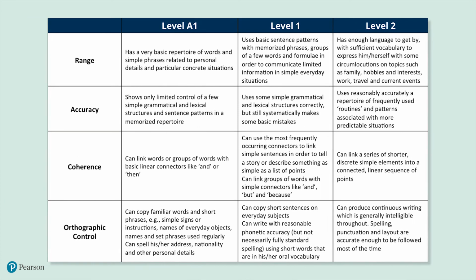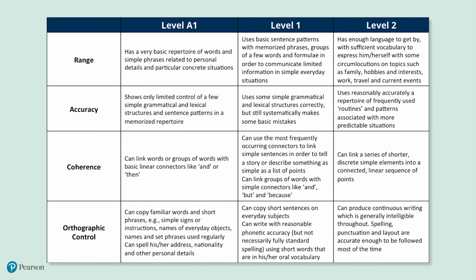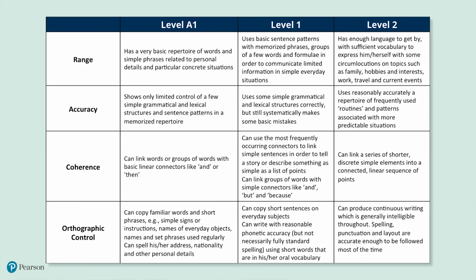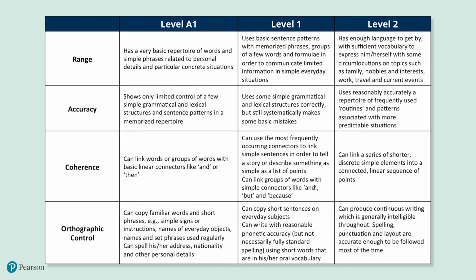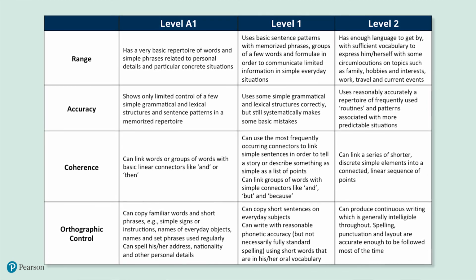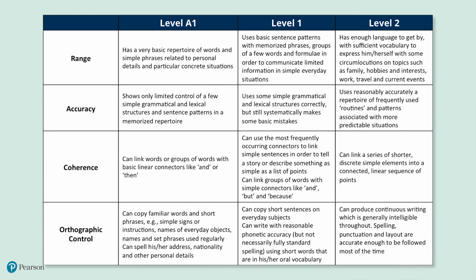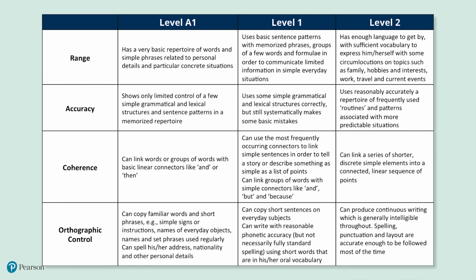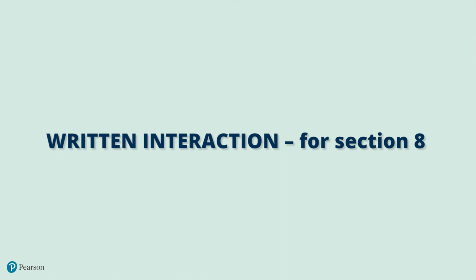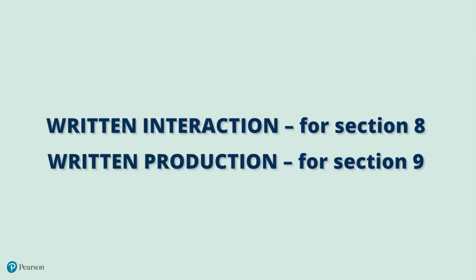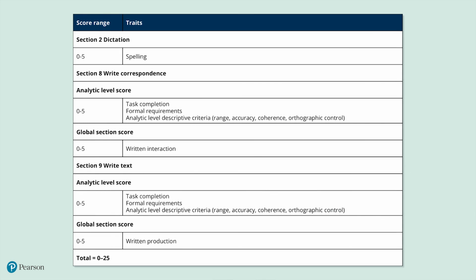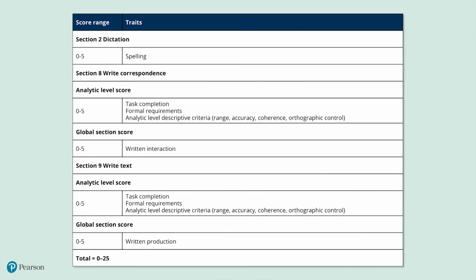This procedure of analytic marking is repeated with every criterion: range, accuracy, coherence, orthographical control. The same procedure is also applied to the global criteria associated with specific sections: written interaction for section 8 and written production for section 9. The total result for each section, 8 and 9, is then converted to the final score point result, which ranges from 0 to 10. This way, each test taker may be awarded from 0 to 25 score points for writing.